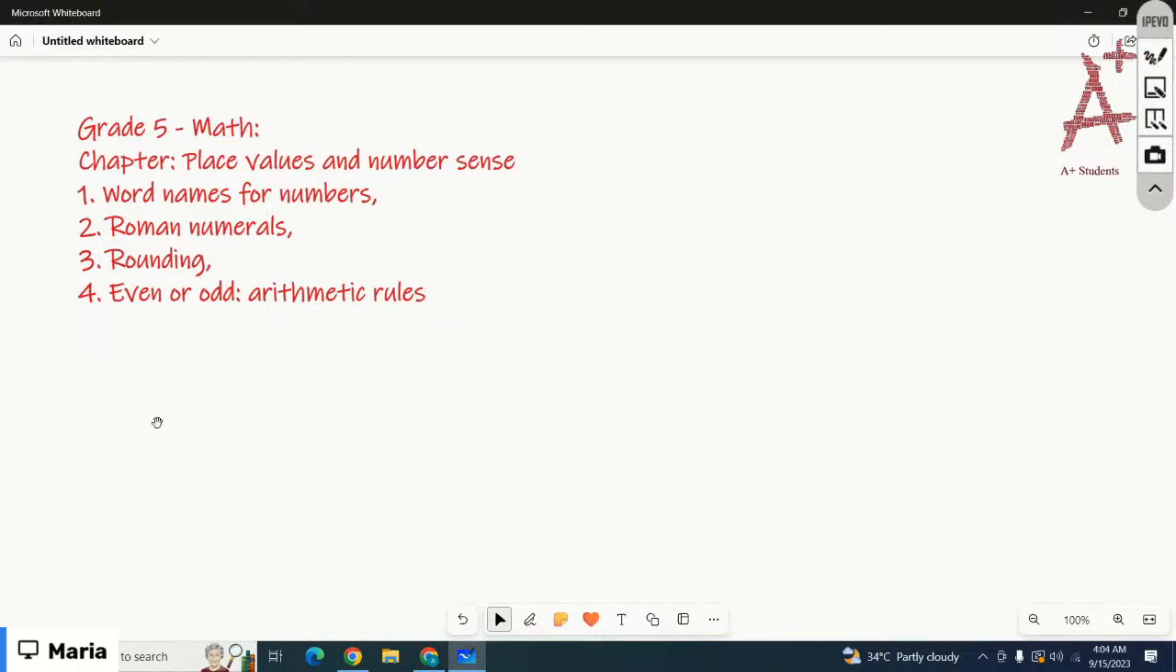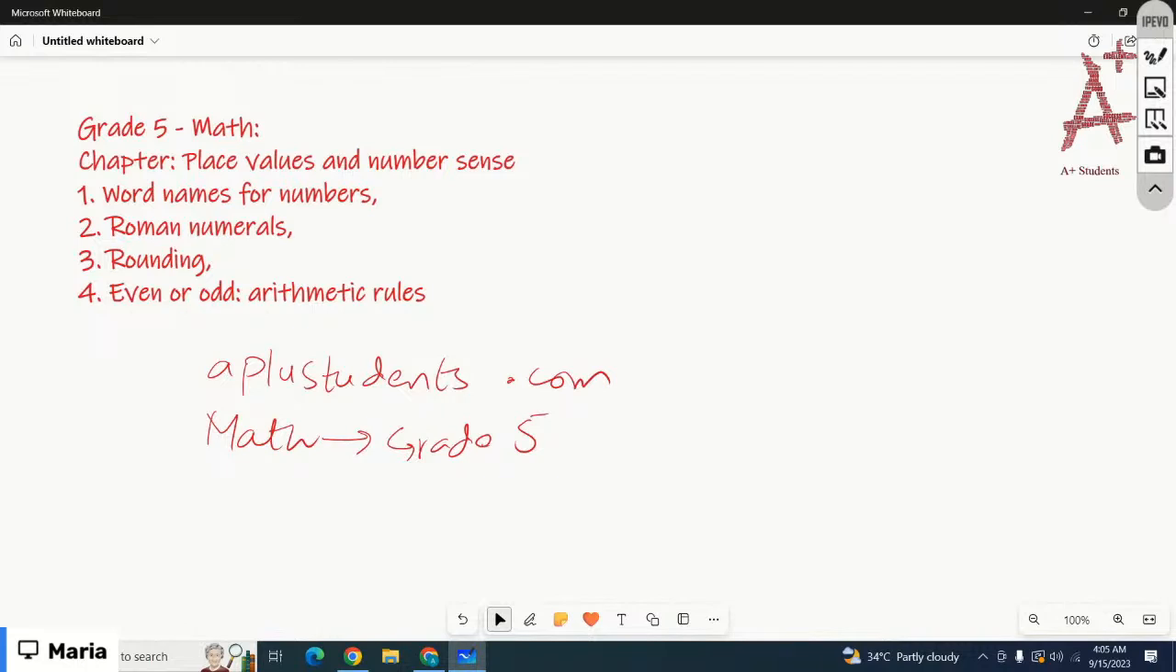We are here for grade 5 math. You can find all the lessons on aplusstudents.com. You have to log in there using your email address and the password provided by the administrator. Then select math from the subject tab, scroll down to grade 5 and click on view all lessons. There you can find a list of the chapters.